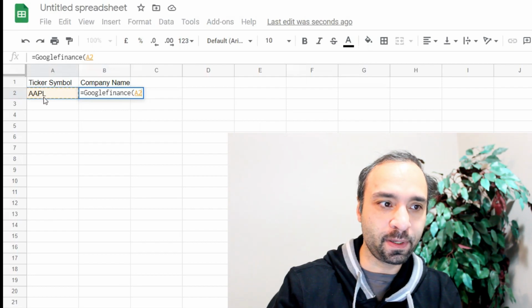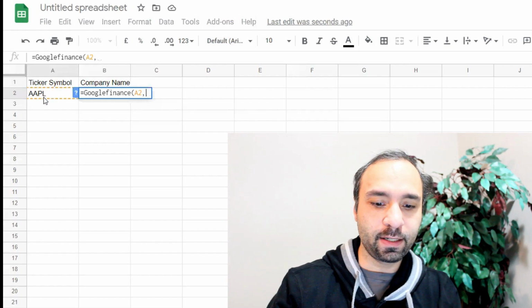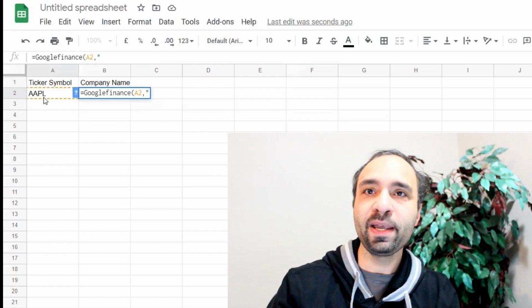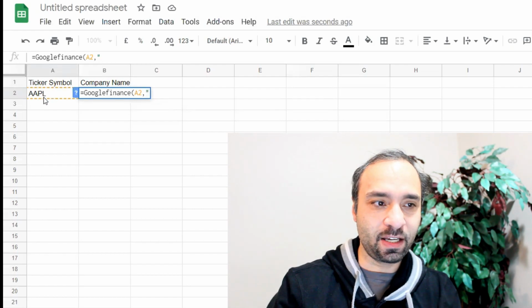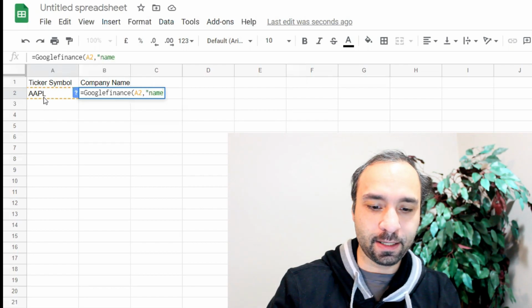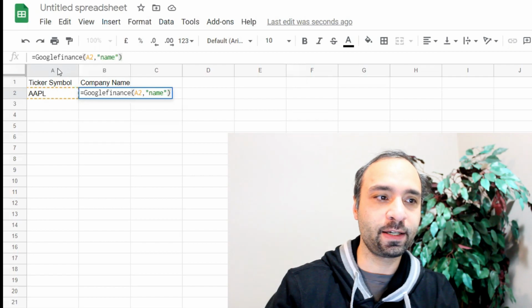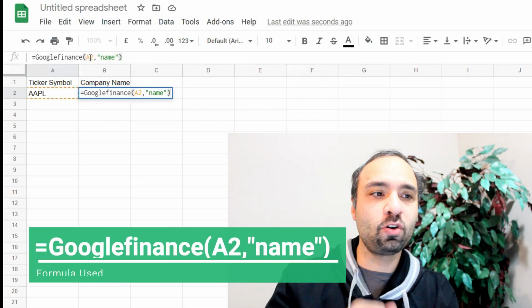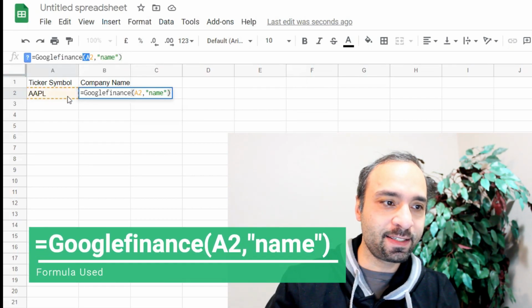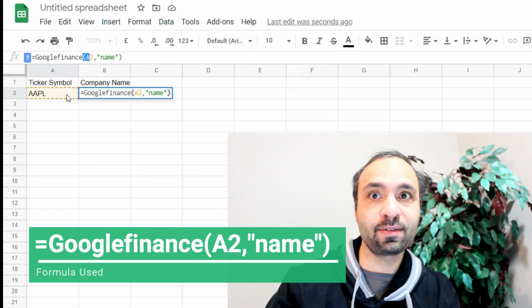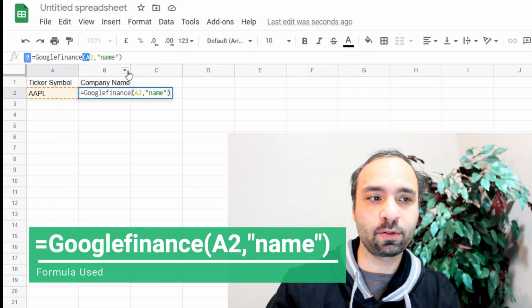From there, I type in a comma, then I open the quotation mark, type in name, close the quotation mark, and close the parentheses. So what I did: =GOOGLEFINANCE, open parentheses, the cell next to it, in this case AAPL, then comma, quotation mark, name, quotation mark, close parentheses, and then I press enter.